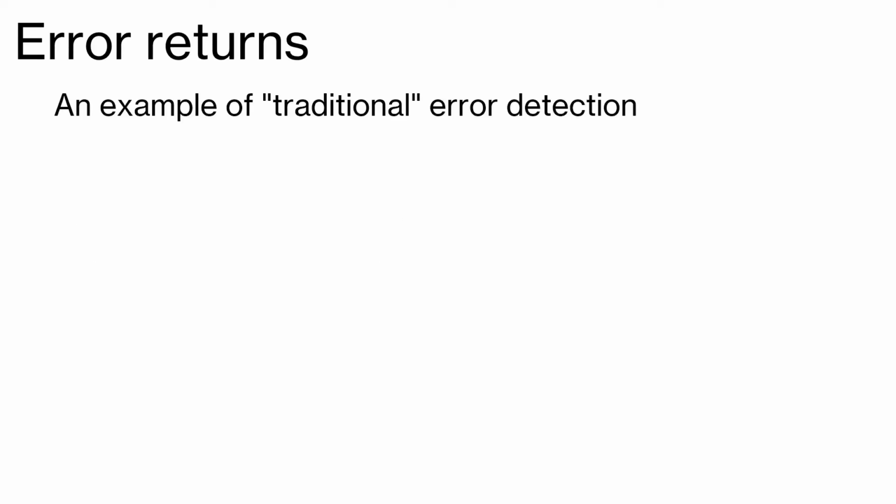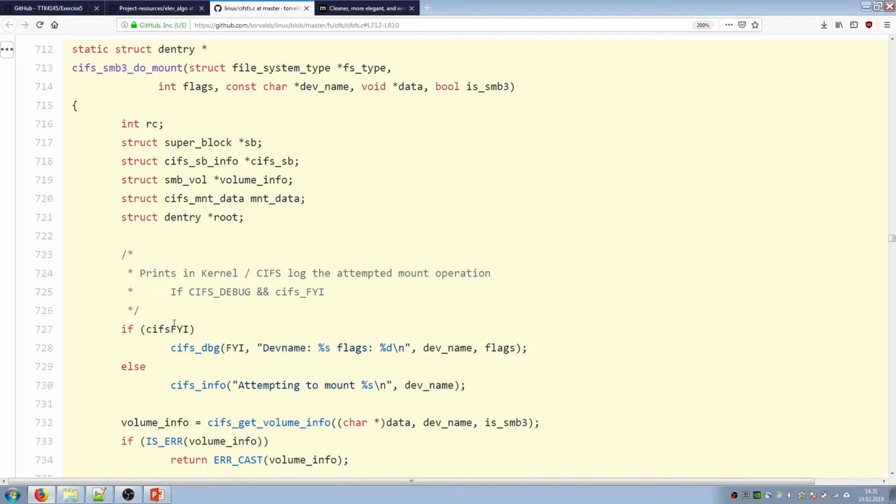So let's first start with good old-fashioned error returns. And we're just going to look at how error returns work. You've all hopefully seen error returns before. So let's just look at an example of traditional error detection, and it's from the Linux source code. So this is mounting some file system operation deep inside the Linux kernel, and I don't want you to read the code itself. Don't focus on the text. Focus on the structure now.